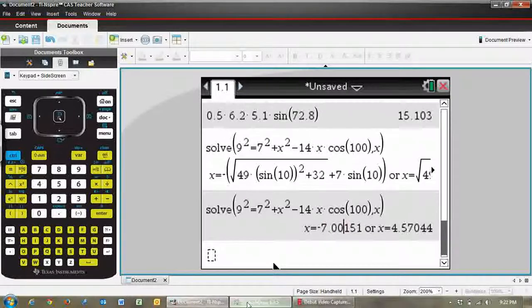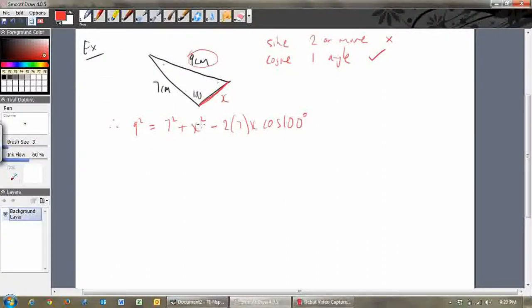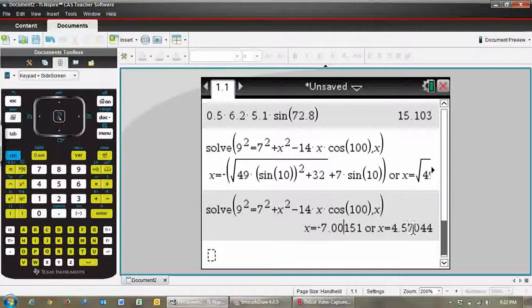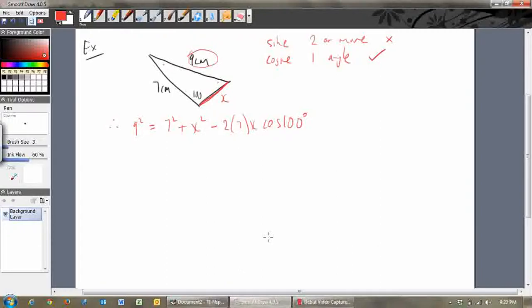The reason for that is that we've got a quadratic here essentially. We've got x squared minus 14x, plus that equals that. So it's a quadratic and it's given us two answers. One is reasonable, one is not. You can't have a negative length. So our answer is 4.57. Therefore x equals 4.57, and we are in centimeters. So x is 4.57 centimeters.